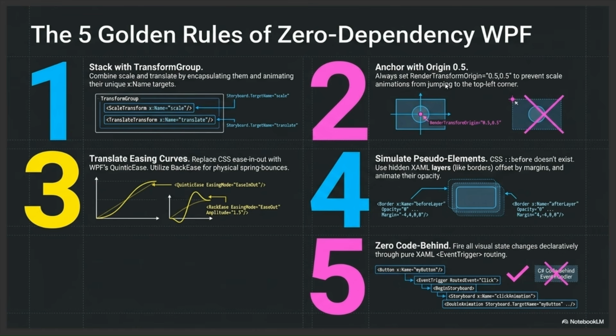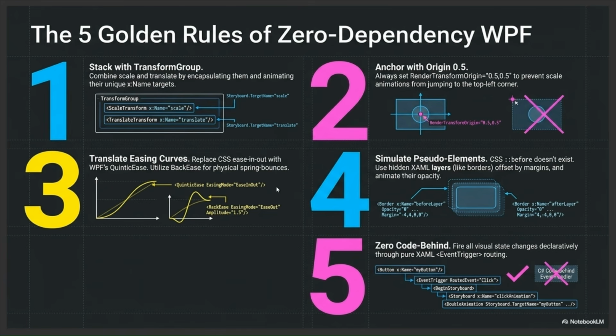Second is the RenderTransformOrigin set to 0.5, 0.5 always. When you forget this, your animation scales and jumps to the corner, so set it on every element you are scaling and rotating. Three is to use easing functions. Spend 10 minutes in the Blend Easing Editor. It pays off on every animation you ever write.